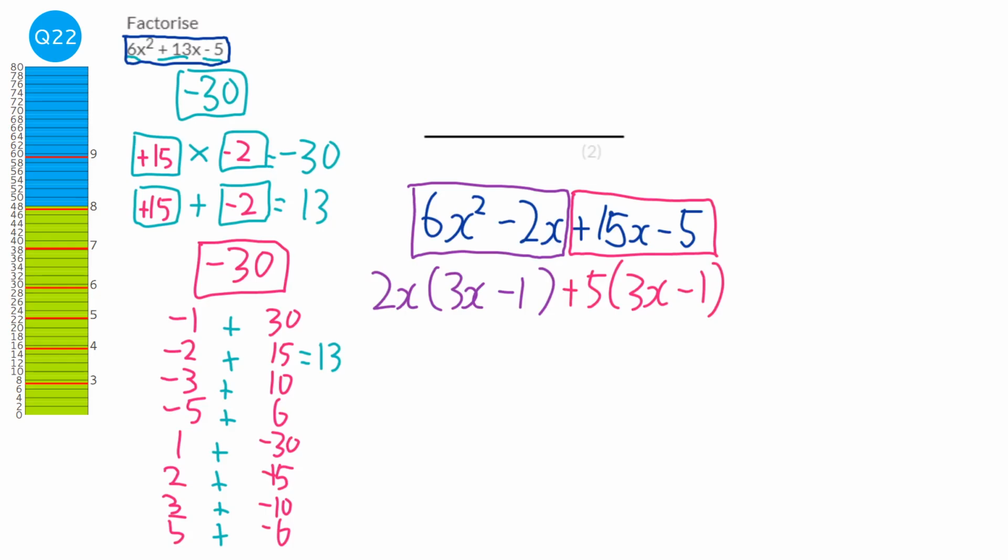Okay, these two brackets, it's not a coincidence they're the same. They have to be the same, and we just write them once. They are one of our brackets. If they're not the same, it means you've made a mistake somewhere. And we get the 2x and the +5 together.